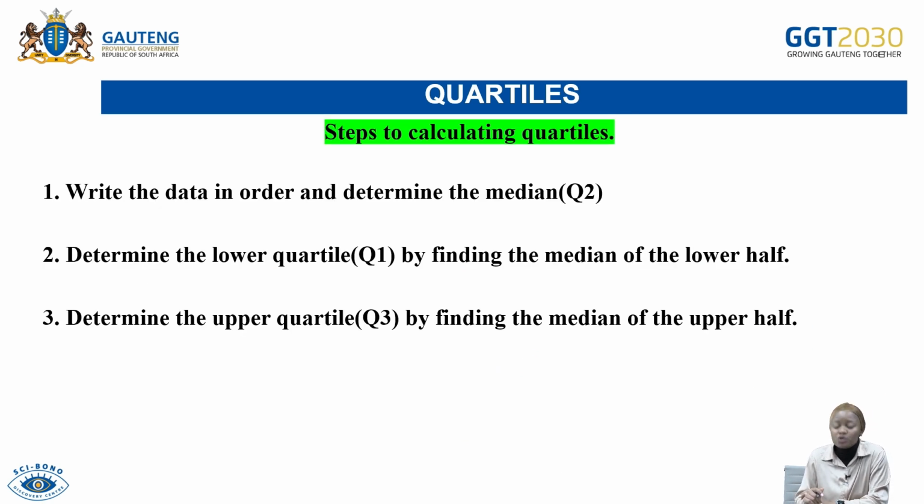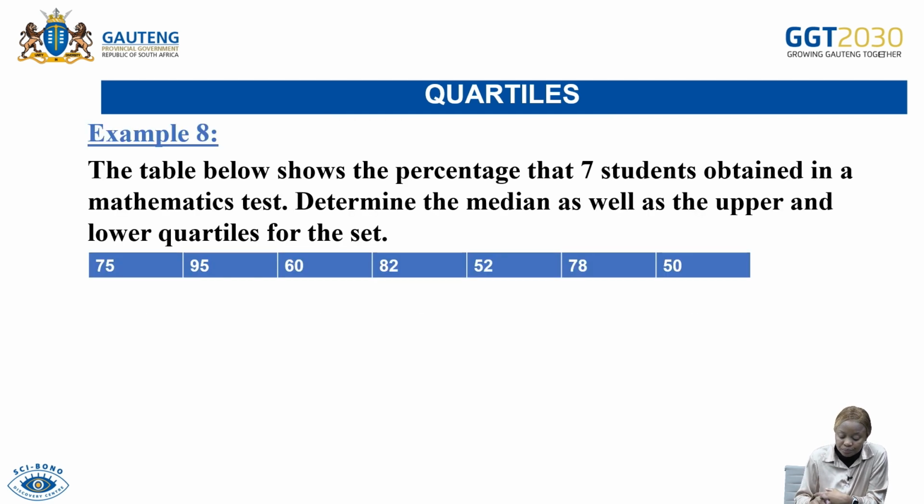Okay, so the steps to calculating quartiles. Number 1, you have to write the data in order and determine the median. Number 2, you need to determine the lower quartile, Q1, by finding the median of the lower half. And 3, you need to determine the upper quartile, Q3, by finding the median of the upper half.